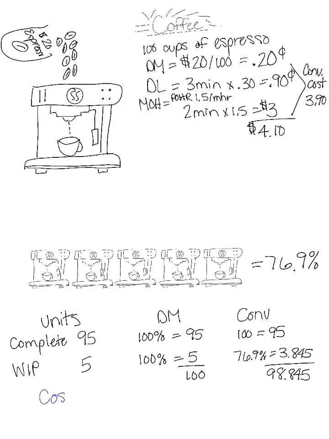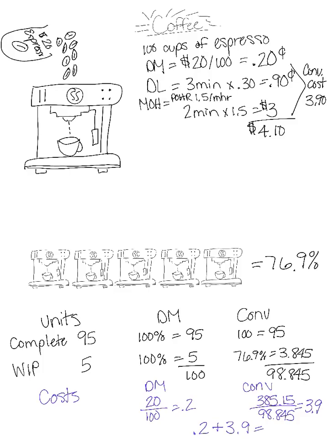When we look at the direct material cost and conversion cost, we have $20 of direct materials divided by the 100 units, which gets us 20 cents of direct materials cost. For conversion, we have cost of $385 and divide it by 98.845, which gets us $3.90 in conversion per unit. The 20 cents plus our $3.90 gets us back to that same $4.10 per shot that we had calculated earlier.